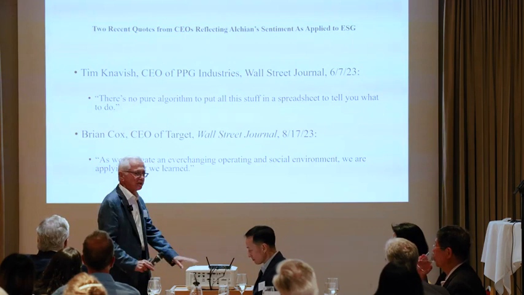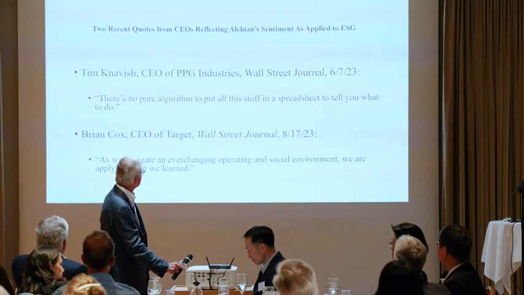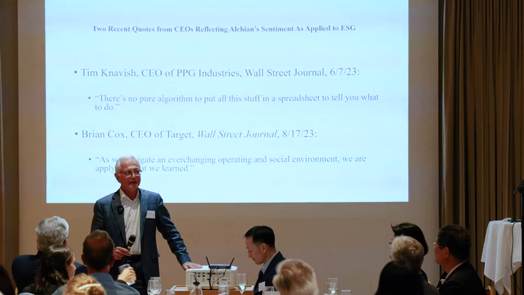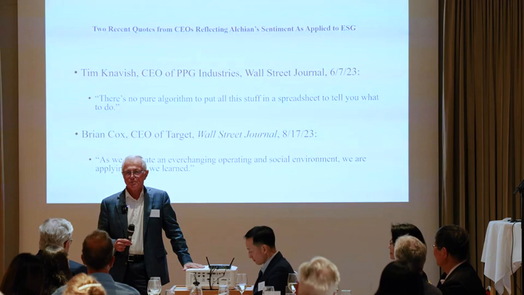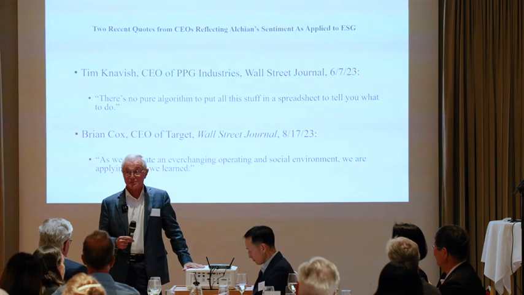He was quoted as saying, there's no pure algorithm to put all this stuff in a spreadsheet to tell you what to do. And the article went on to talk about how PPG and other companies now are trying to develop internal scoring systems to provide them with guidance as to what they should and should not address, if anything, in terms of political and social matters. So again, it's all evolving.